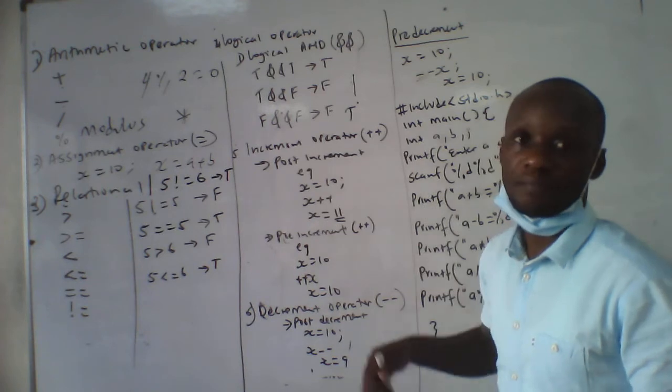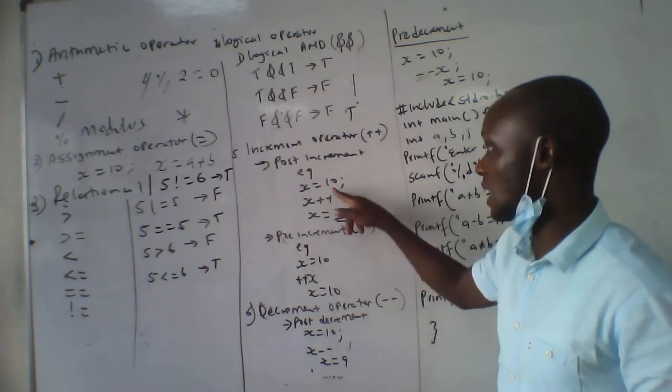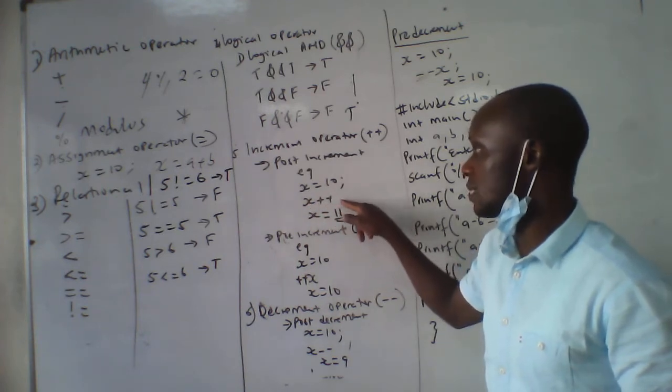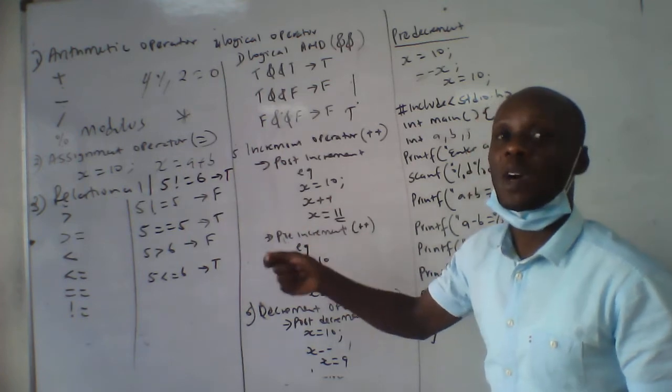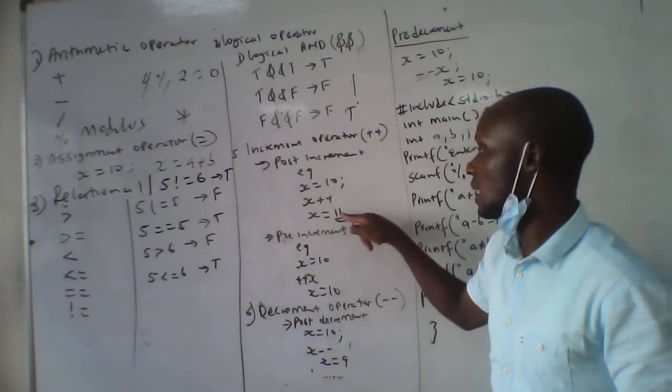x is equal to 10. We have a variable named x and it has 10. If I say x plus plus, it means I'm saying x plus 1. So 10 plus 1, x becomes 11.